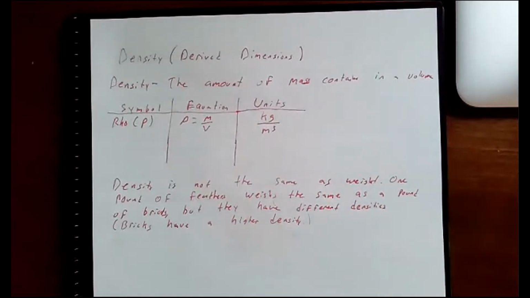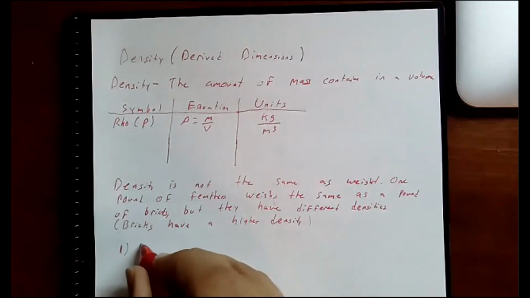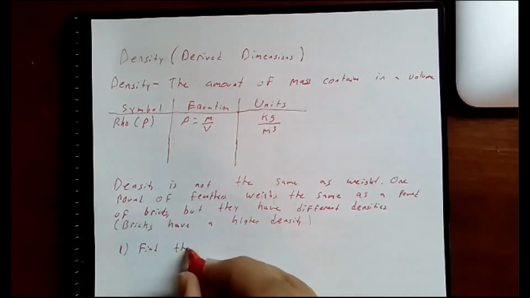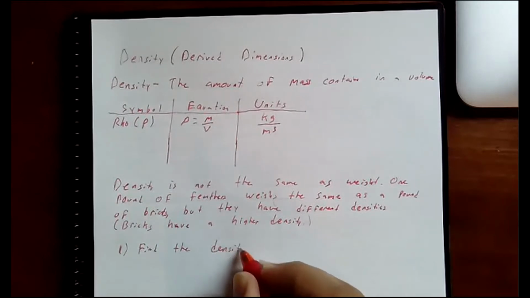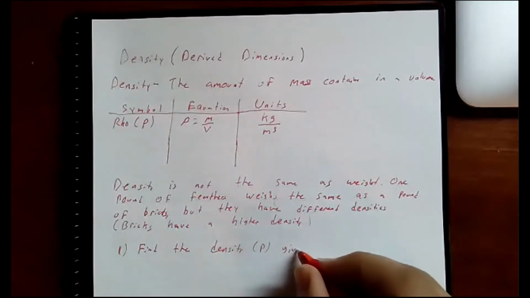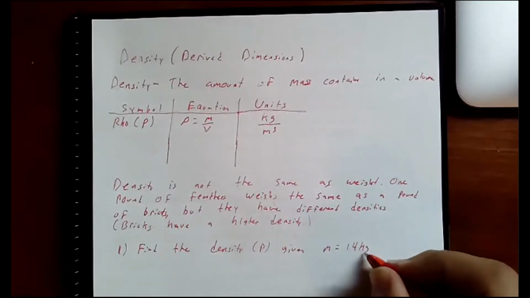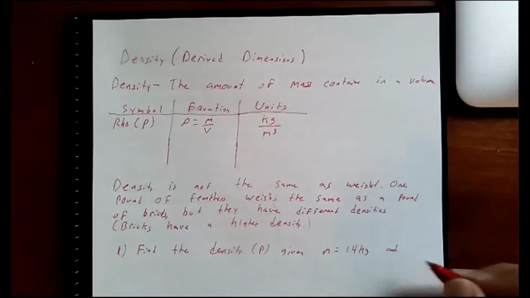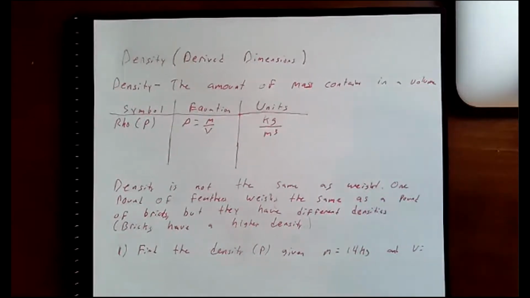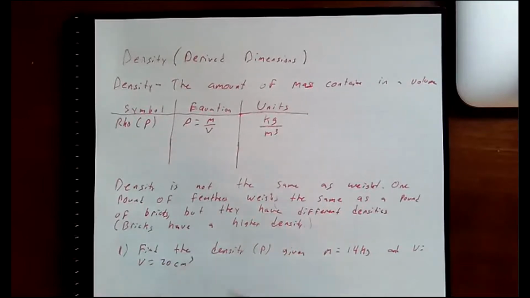Okay, so just do some questions here. So the question you'll see in your practice problems or homework 4 will be this type of stuff. Just find the density, rho, given a mass equal to 14 kilograms and a volume equal to, I'll write down here, 20 centimeters cubed.